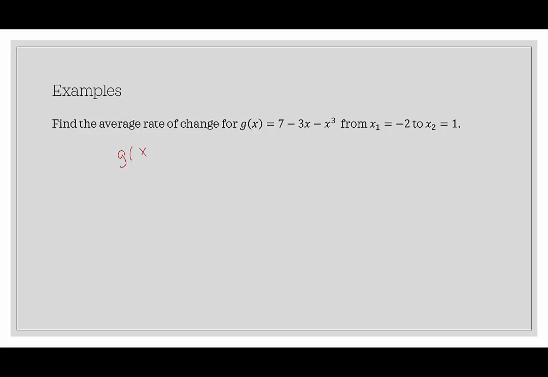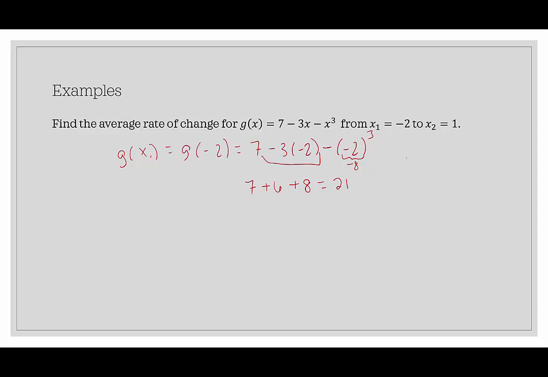So g of x sub 1 would be g of -2. So anywhere I see an x, I'm replacing it with a -2. Following order of operations, I can start with this exponent. -2 cubed would give me -8. So I have 7. I can go ahead and do this too. This becomes positive 6. And minus -8 becomes plus 8. So I end up with 15 plus 6, which is 21.